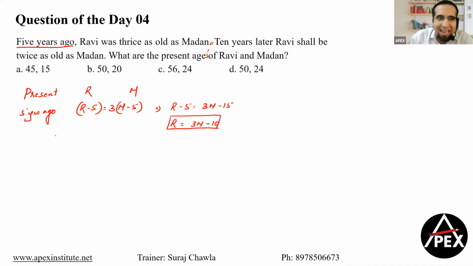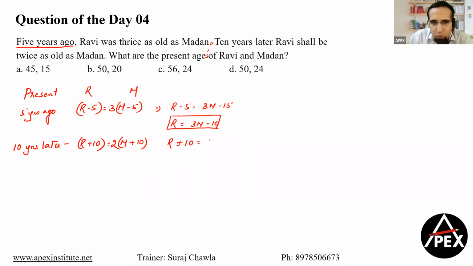Now, the second part says 10 years later. So if I go to 10 years later, Ravi's age would be R plus 10 and Madan's age would be M plus 10. And we have Ravi's age will be twice as old as Madan. So here I can get R plus 10 is equal to 2M plus 20, or we get the value of R is equal to 2M plus 10 after transposing the value of 10 on my right hand side. So let's say this is my equation 1 and this is my equation 2.